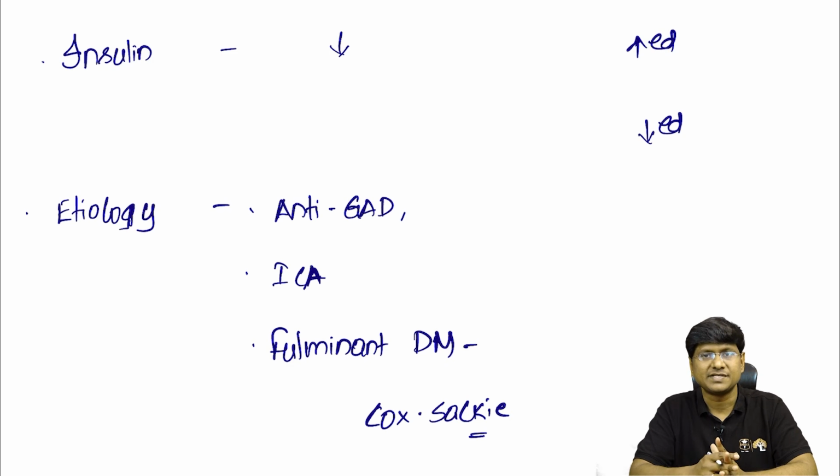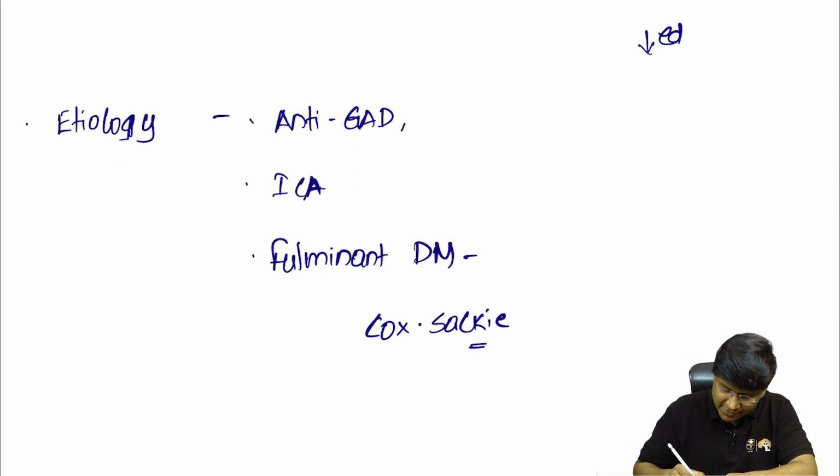Now this particular Coxsackie virus will induce the immune system to produce antibodies. Antibodies are formed against the Coxsackie virus, and the same antibodies will destroy the beta cells, and thereby the beta cells will be reduced and insulin level also will be reduced.